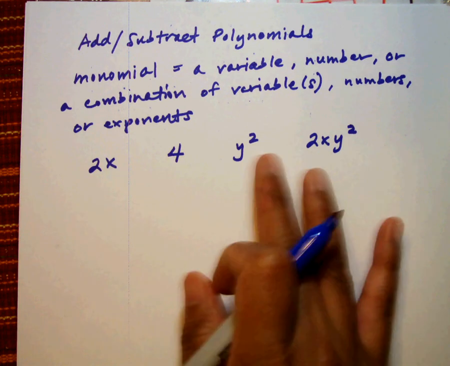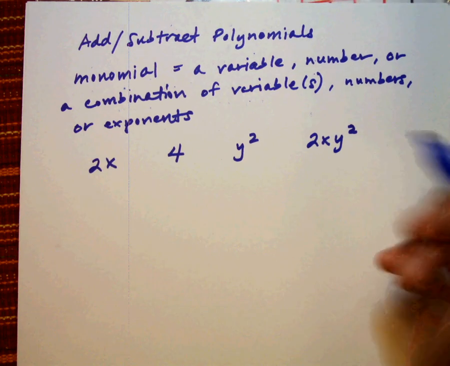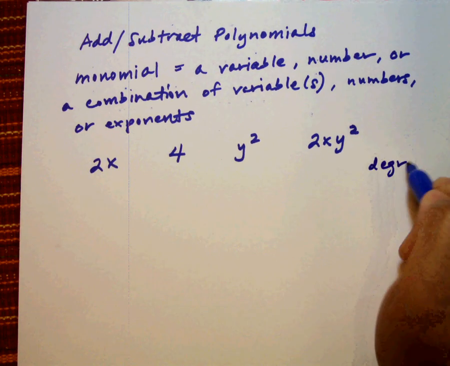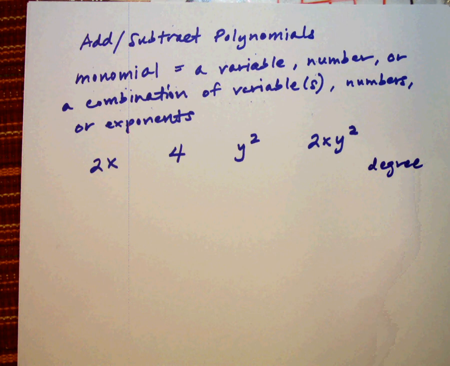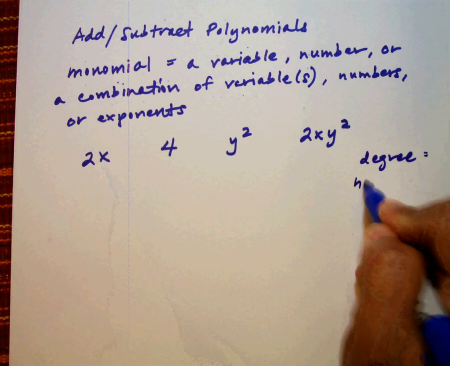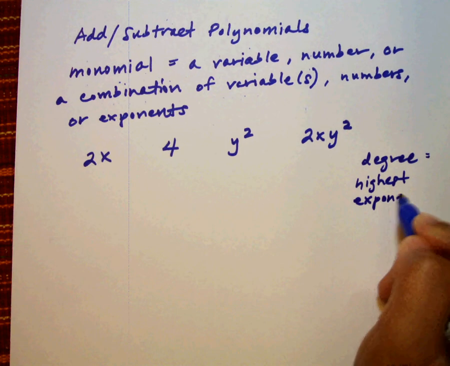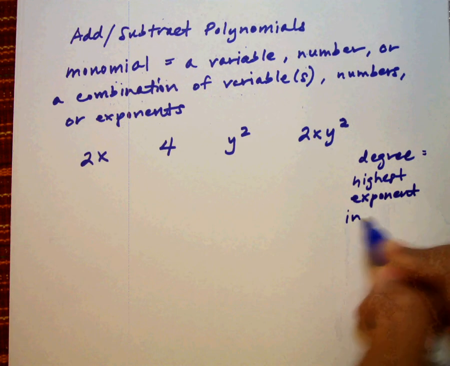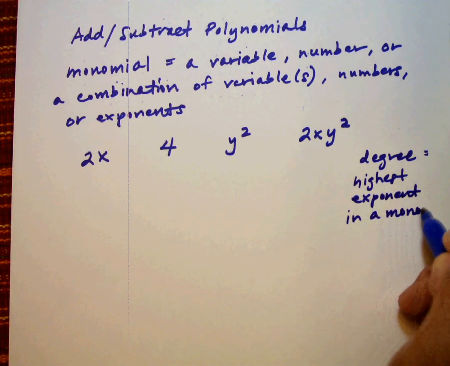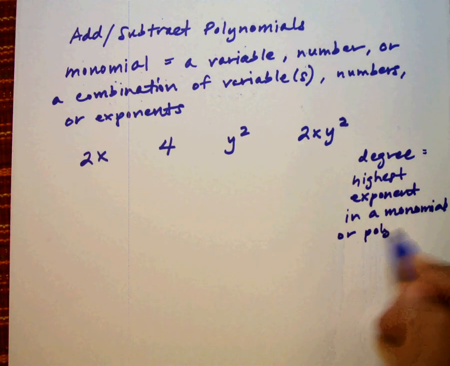And along with these monomials, we will have a vocabulary word which you need to know. It is called a degree. And a degree is considered to be the highest exponent within a monomial. Okay, so the highest exponent in a monomial or a polynomial.